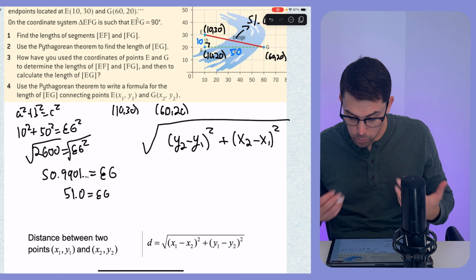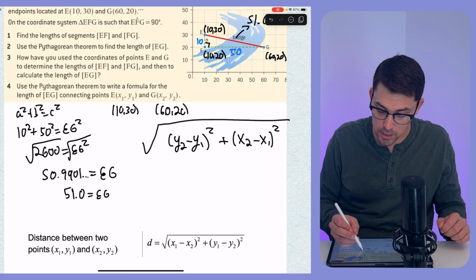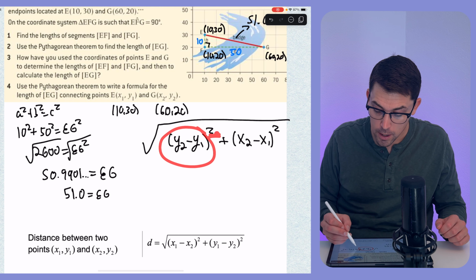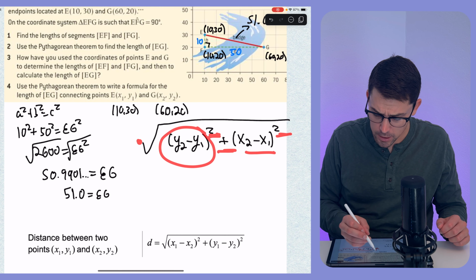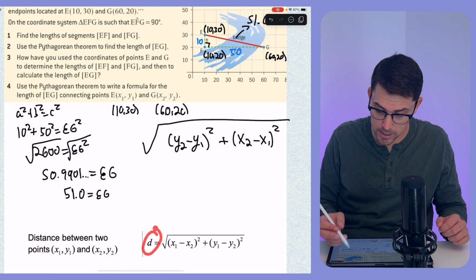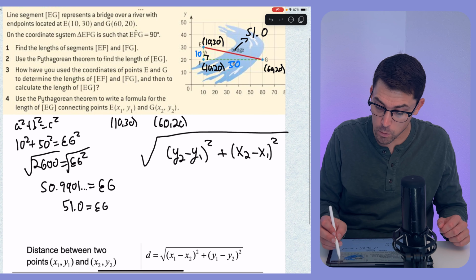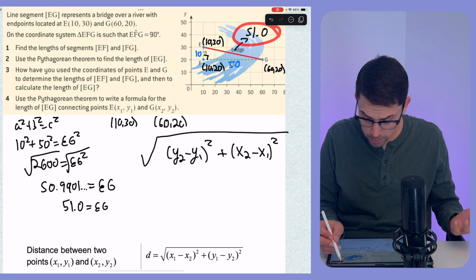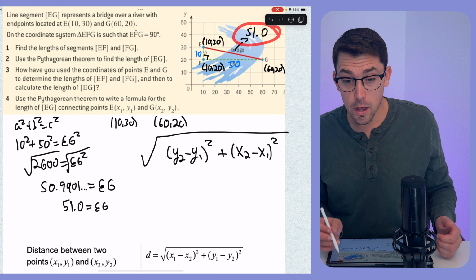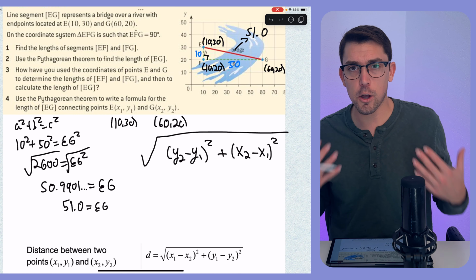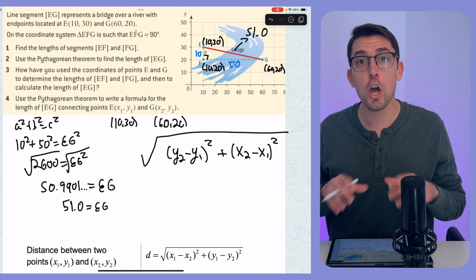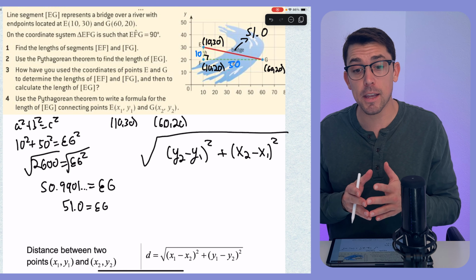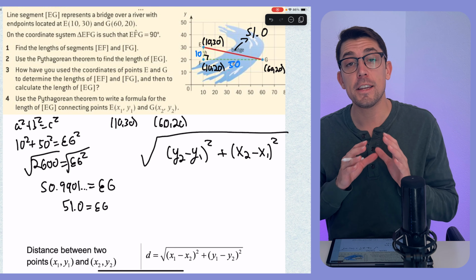Okay? So that's really what it comes down to, is that, hey, we just took the difference in the y's, squared it, and we added onto that the difference in the x's, squared that. Then we just took the root, and that gave us our distance, which in this case was 51 units, because that was the hypotenuse. Okay, so that's where this formula comes from. It's really just noticing that you're doing the difference in the x's and the difference in the y's. You're squaring those differences, adding them together, and then eventually taking the square root to give you a distance.